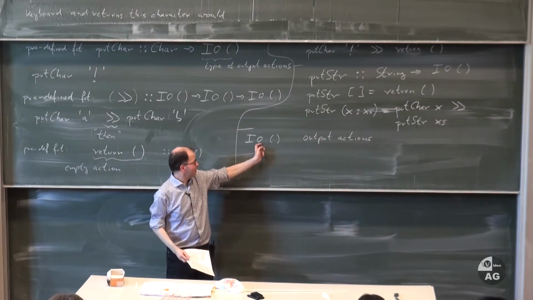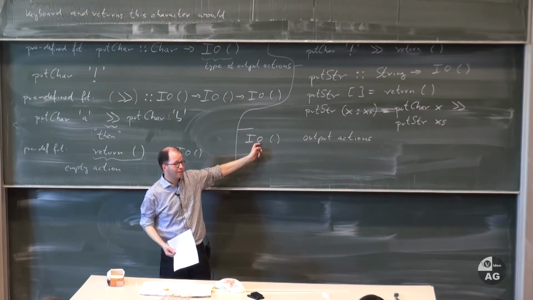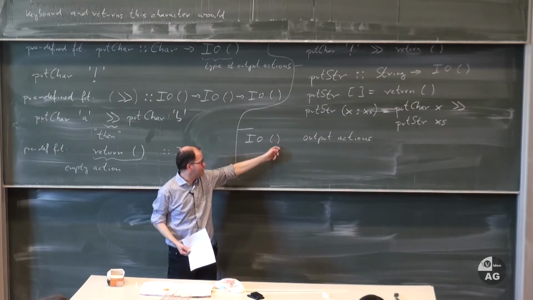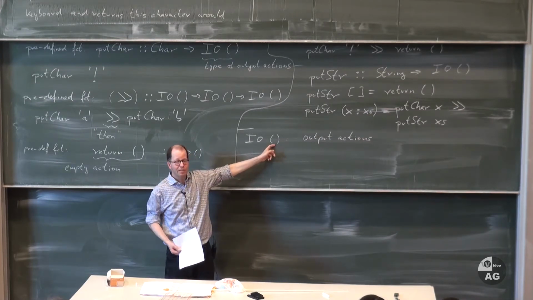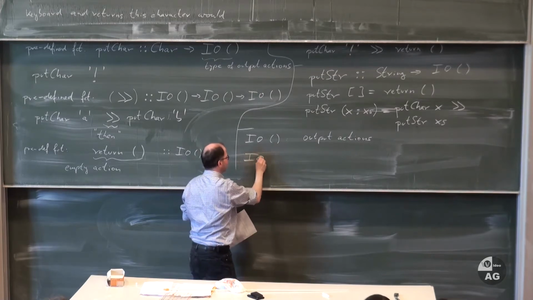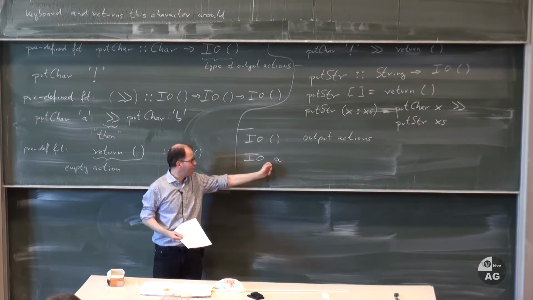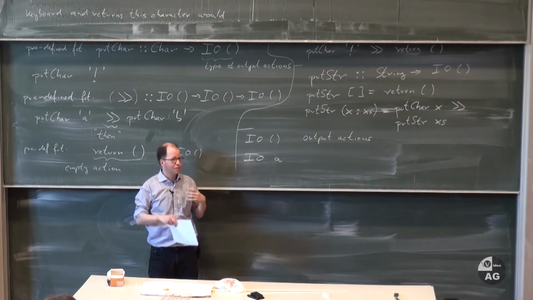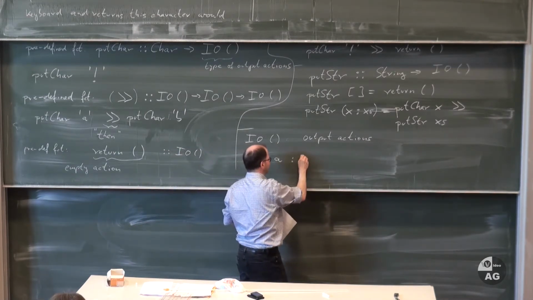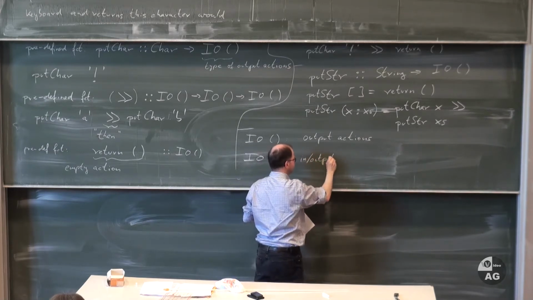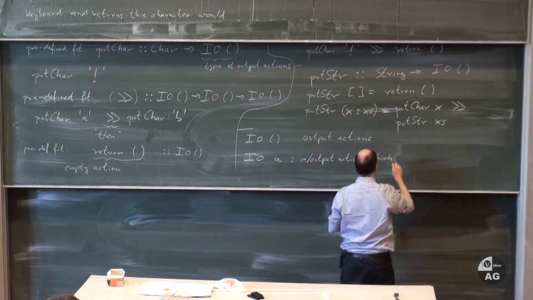And so in general, this IO is a type constructor, like a list or things like that. It takes a type as an argument and creates a new type. And the argument type doesn't have to be empty tuple, but it can also be another type. So in general, we may have types IO A, where A is an arbitrary type. And this means this is the type of input-output actions which, during the action, compute a value of type A.